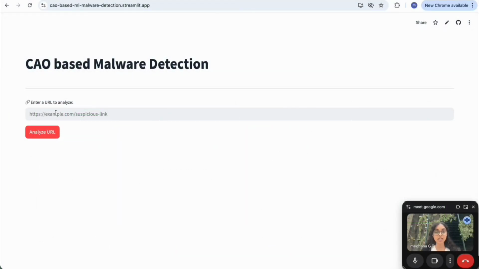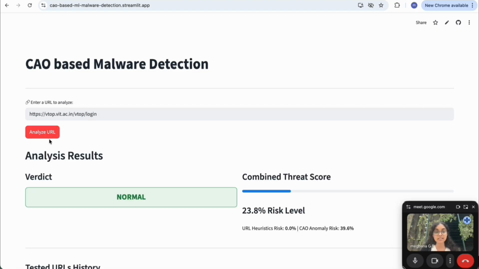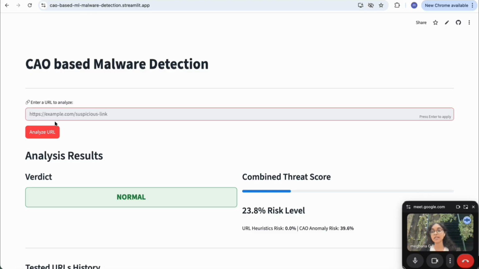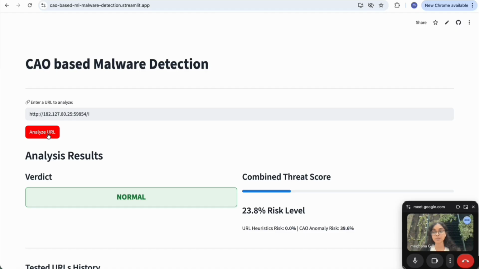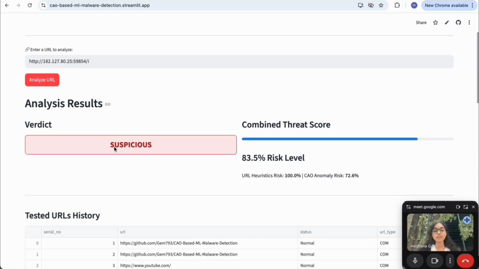Now we will demonstrate how the system works. So here the user enters a URL into the input field. Once we click Analyze, the system begins extracting features such as URL length, entropy, and presence of special characters. These features help estimate the initial risk level before deeper analysis. After feature extraction, the system simulates CAO metrics based on the risk level. These simulated metrics represent how the program would behave during execution. The data is then passed to the isolation forest model for prediction.